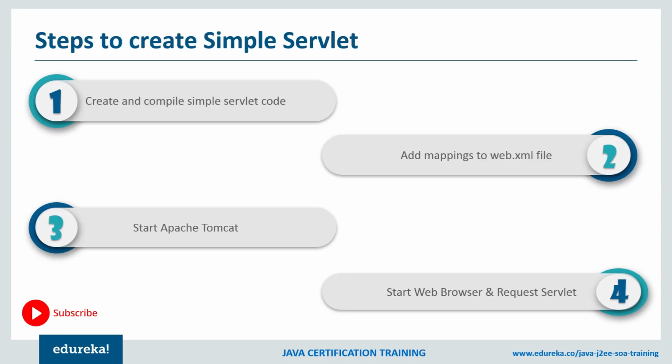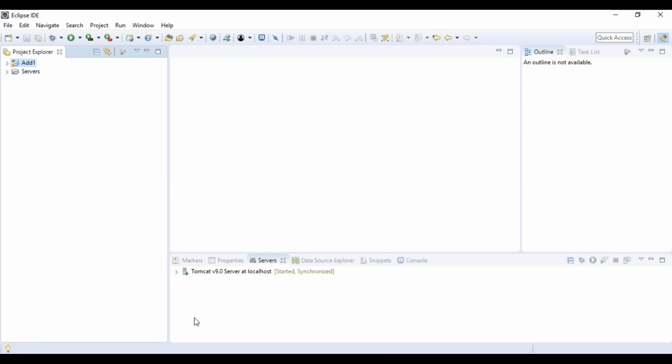Now we'll see how to create a simple servlet and execute it on the web browser. To create any servlet, you need two important things. That is Eclipse for Enterprise Edition, and the one more thing is your Tomcat, that is Apache Tomcat server. The very first thing you have to do here is configure your Apache Tomcat.